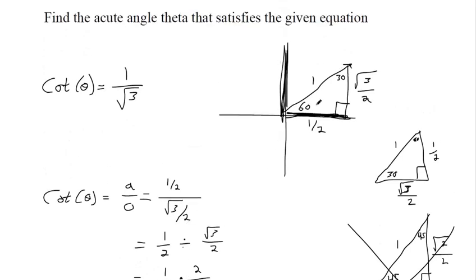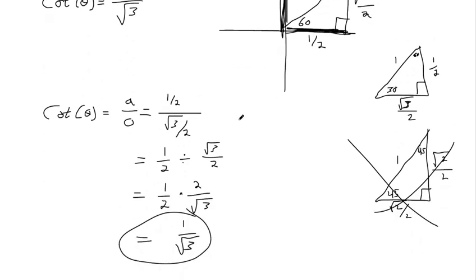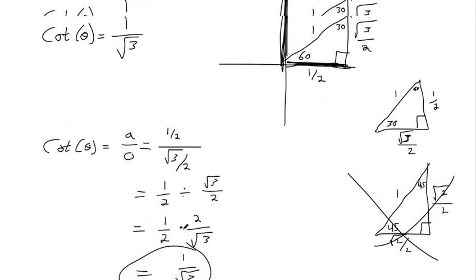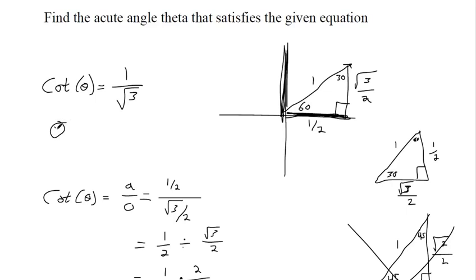We guessed that the angle was 60 degrees, and when we did the cotangent ratio, it did turn out to be 1 over square root of 3, so my guess was correct. So theta equals 60 degrees. Or if we need it in terms of radians, you could divide it by 180 and stick a pi on there. That's pi over 3. Okay, so there's our answer.